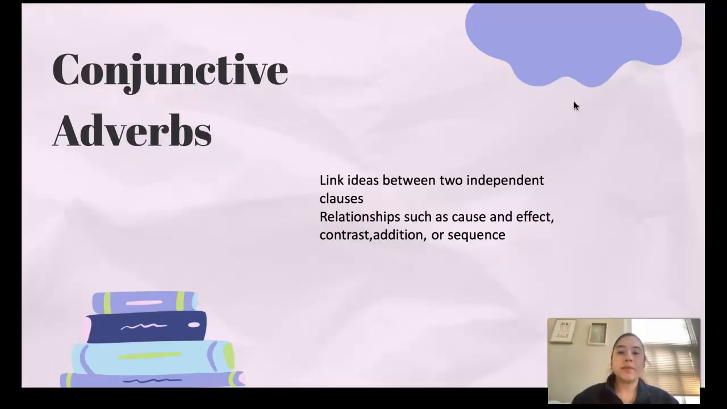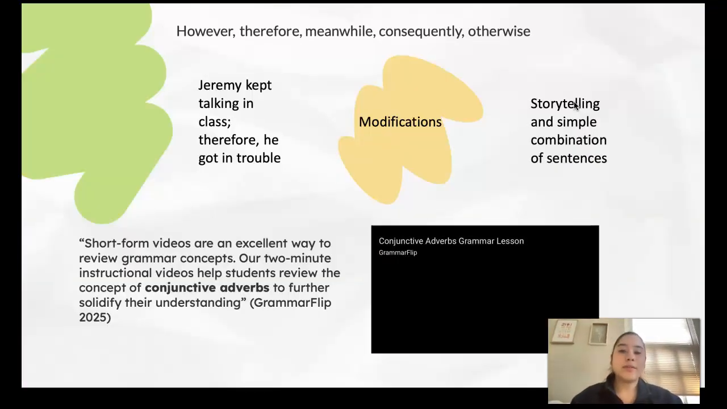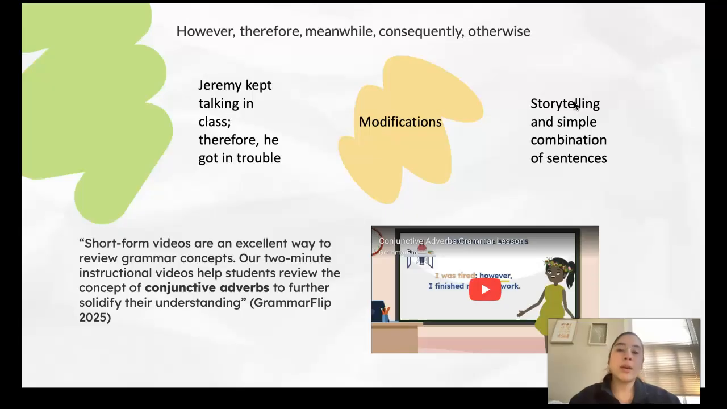What is a conjunctive adverb? It's linking ideas between two independent clauses. It shows a relationship such as cause and effect, contrast, addition, or sequence. The conjunctive adverbs could be however, therefore, meanwhile, consequently, or otherwise.